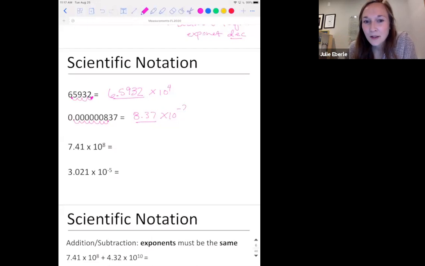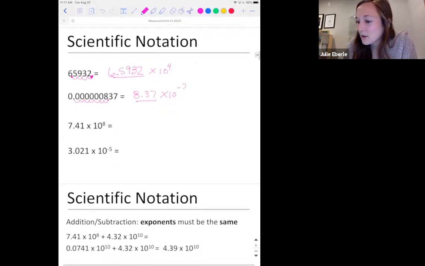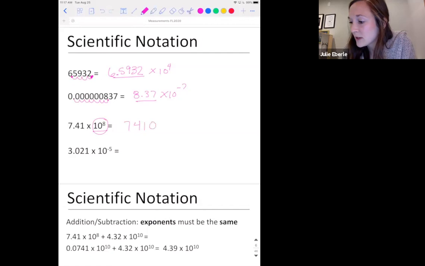All right, let's look at these. So we've got 7.41 times 10 to the power of 8. So I'm going to move the decimal 8 places. Since I'm multiplying by a very large number, I'm going to move it 8 places to the right. So when you're undoing these, the rules are actually kind of reversed. So it's going to be 7, 4, 1. I moved it 2 places. I'm going to move it 6 more places, and I'm going to represent that with zeros. 1, 2, 3, 4, 5, 6.